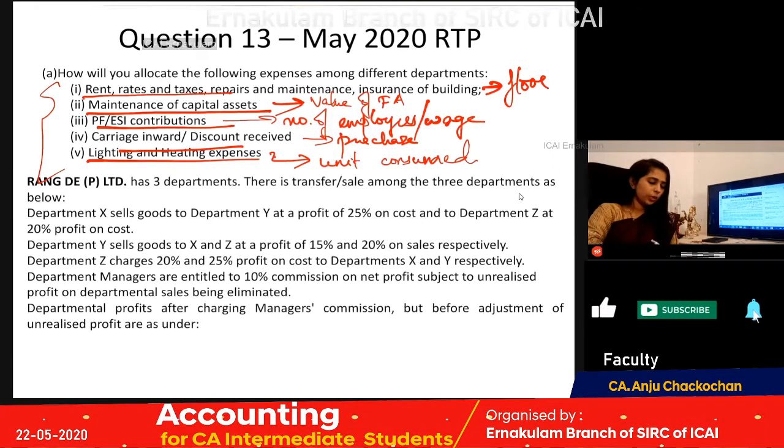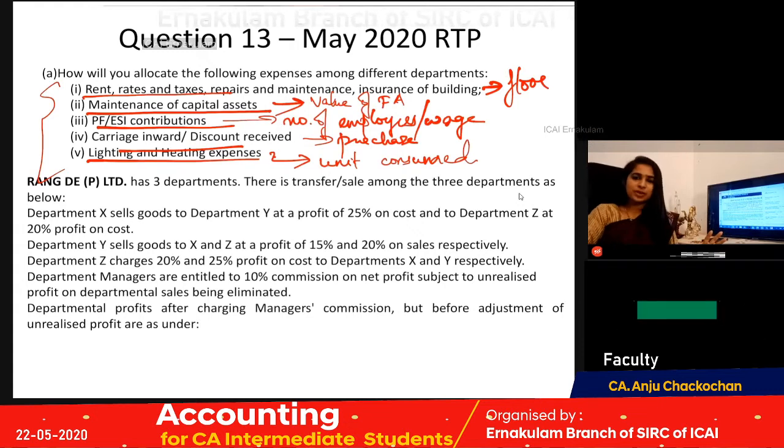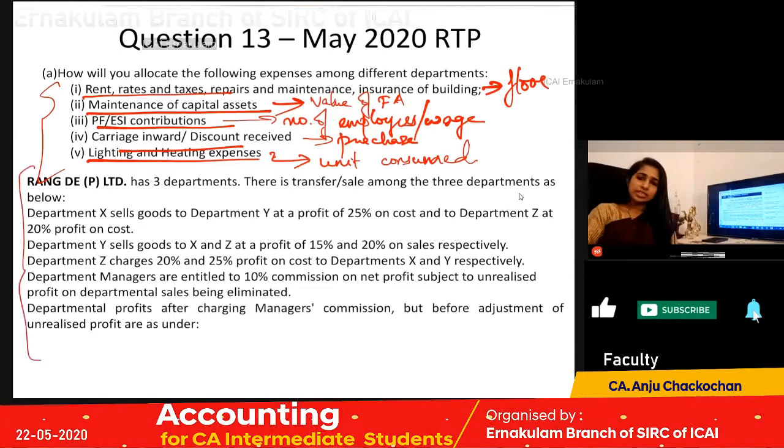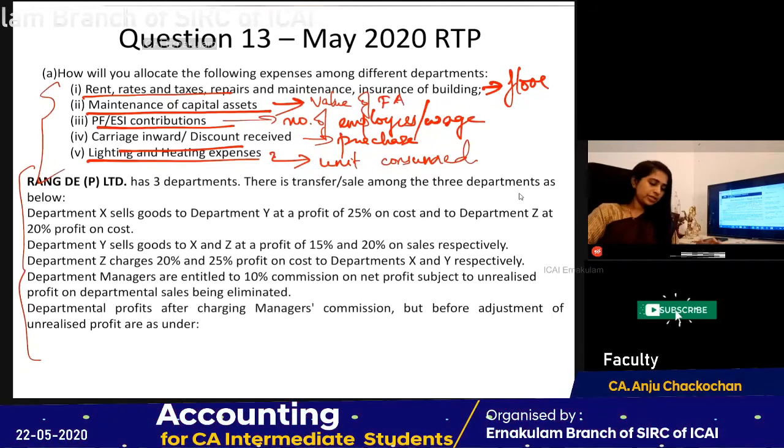How do we allocate the 5 different expenses? How do we allocate them? Okay, so this is the answer for that. Now we have the rest of the points coming up, like the major question of Rangde Private Limited. Okay, let's see to that.